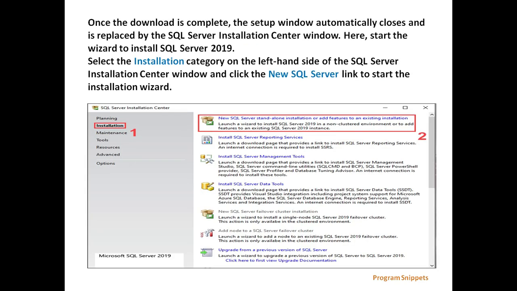Once the download is complete, the setup window will automatically close and is replaced by the SQL Server Installation Center window. Here, start the wizard to install SQL Server 2019. Select the Installation category on the left-hand side of the SQL Server Installation Center window and click the New SQL Server link to start the installation wizard.